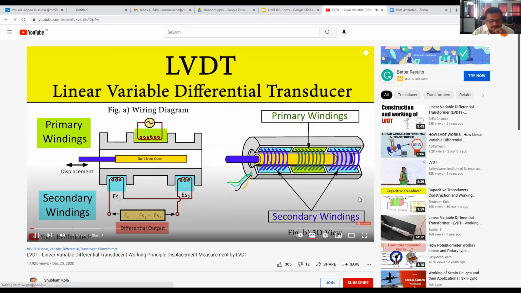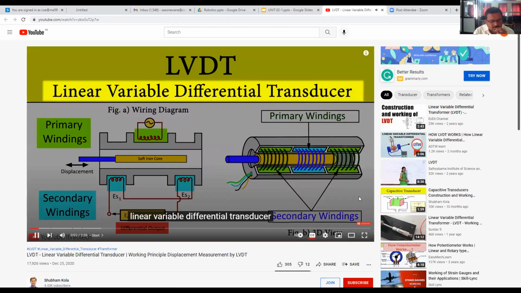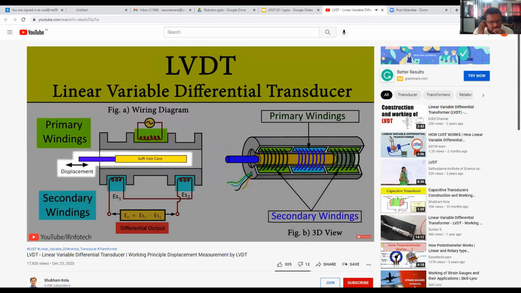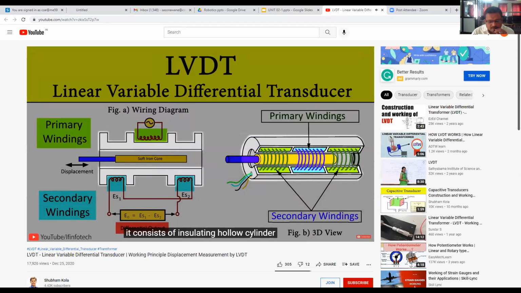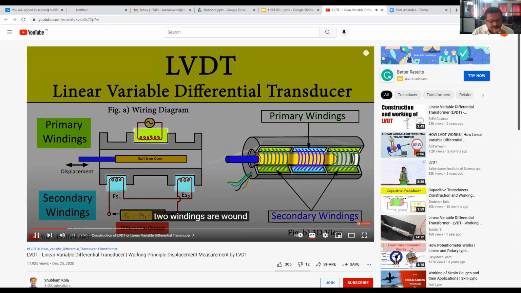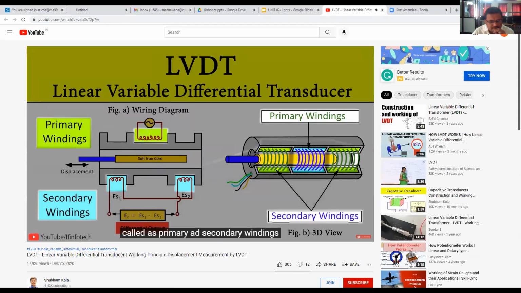Today's session, we are going to learn about linear variable differential transducer, that is LVDT. It is used for measurement of displacement. It consists of an insulating hollow cylinder made up of bakelite. On the insulating cylinder, two windings are wound, called the primary and secondary windings.